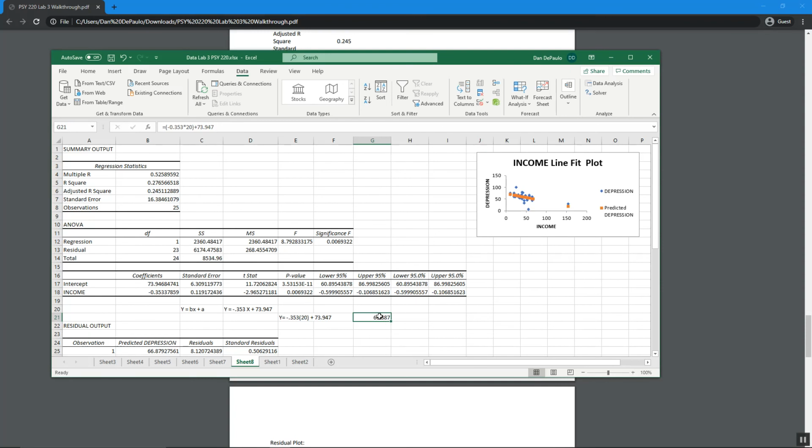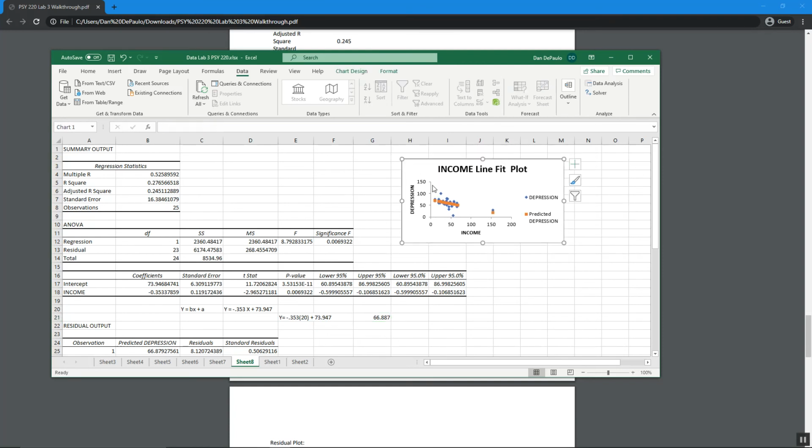So the predicted values are on the line. So these values are on the line, and the actual values are on the scatter plot, right? So let's see what that looks like. Here's our scatter plot.